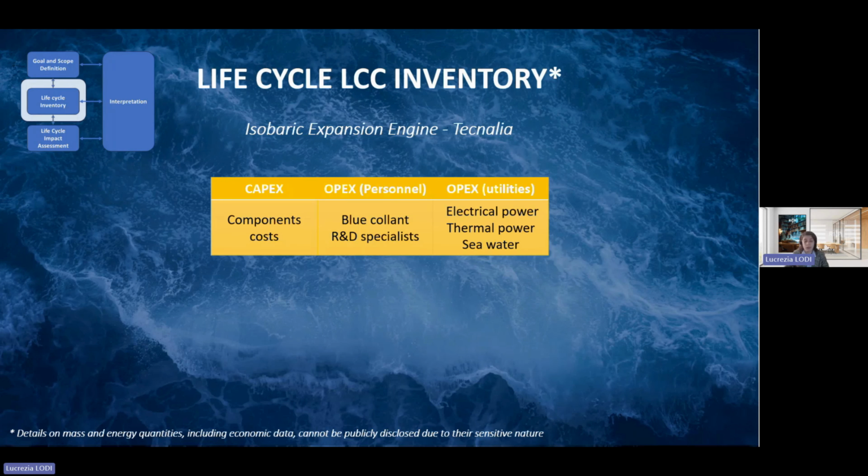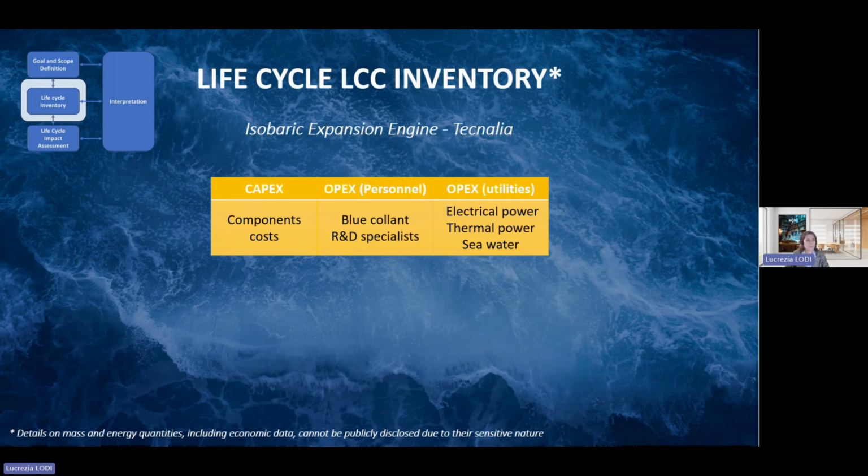So again, for the same reason, for the sensitive nature, we cannot publicly disclose the cost, neither from a CapEx point of view nor from an OpEx point of view. But the idea here was to show which type of cost data we have considered. So for the CapEx, we have considered the components cost, while from an operational point of view, we consider, from the personnel perspective, blue collar and R&D specialist, while for the utilities, the electricity required, the thermal power, and also the seawater.